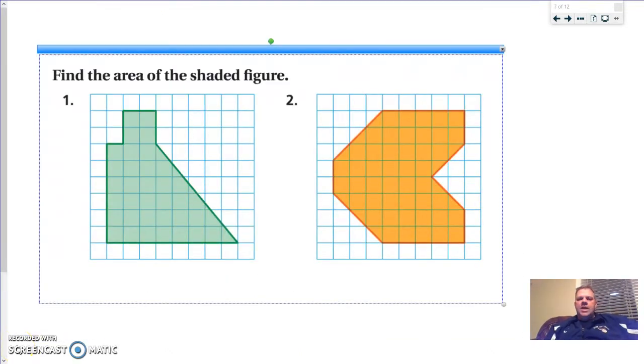Please do the exact same setup. Find the full squares and then find the half squares to find the area of number 1, find the area of number 2. When you counted those, you should have gotten 37 square units for the green one and 51 square units for the yellowish orange one.